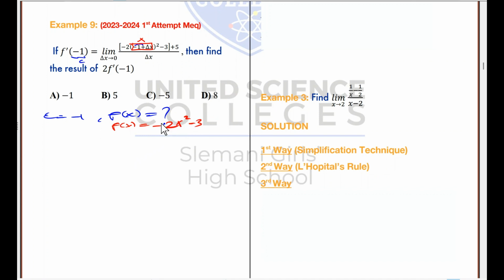If I know the function, I can find its derivative easily. So f prime of x equals 2 in front, 2 times 2, 4, so negative 4x. I got the derivative. I need to find the derivative at negative 1. So substitute negative 1 for x. So it gives me 4. What I need is 2 times f prime. So multiply the answer by 2, which gives me 8. Option D.